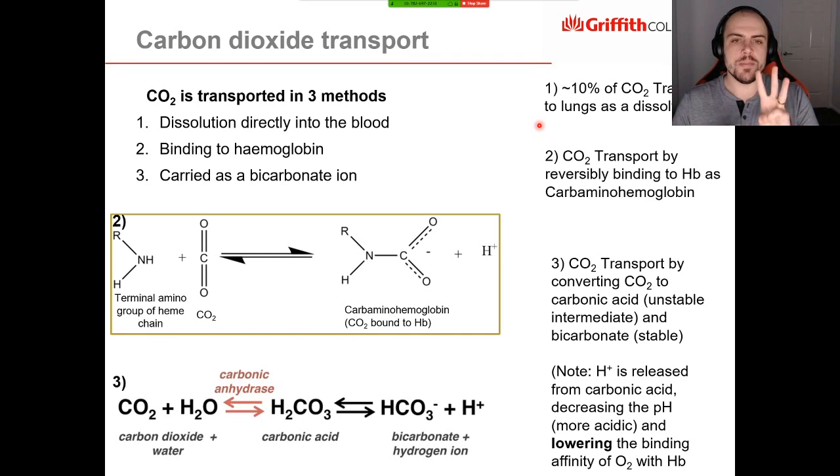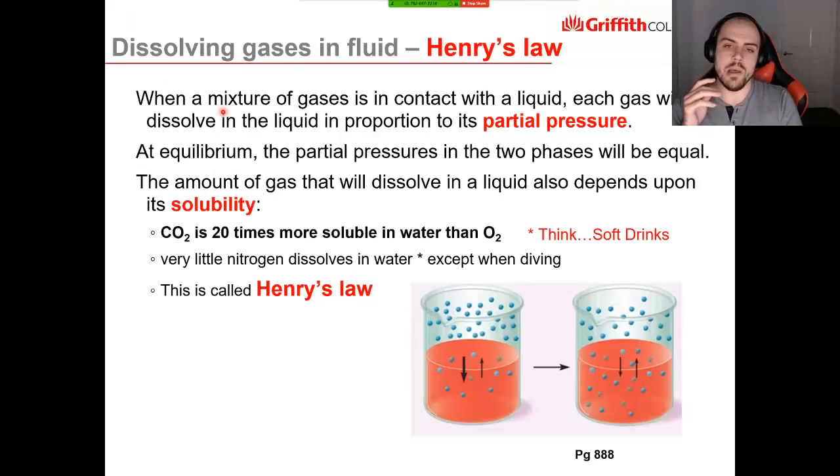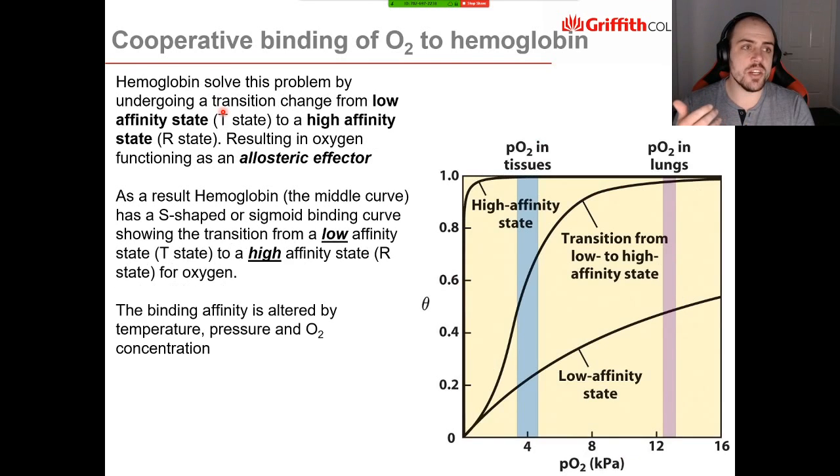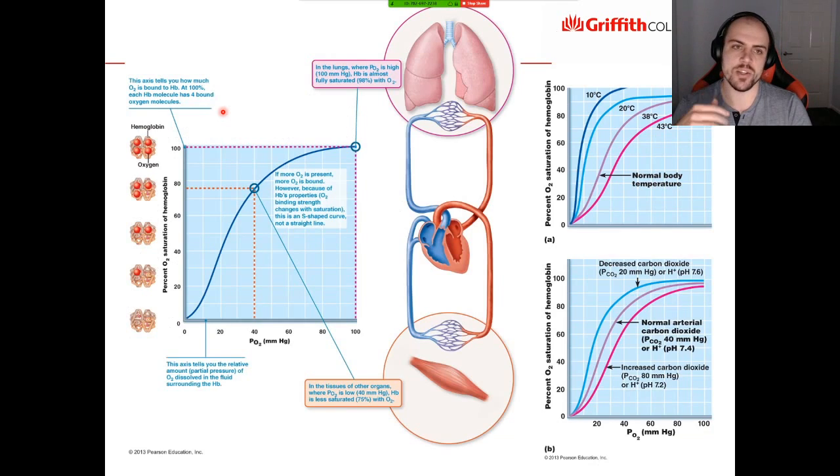We have three main ways. First of all, we can have dissolution directly into the blood. So what that is essentially saying, and this is sort of what I was saying all the way back here, is that carbon dioxide is more soluble than oxygen. Oxygen is way less soluble in water. So when we're trying to transport oxygen around the body, we can't just say, oh look, dissolve it in the plasma, and away you go. Doesn't work like that. The solubility is way too low.